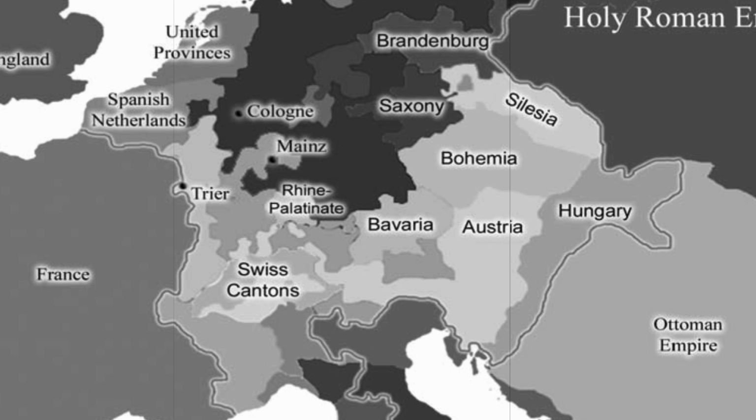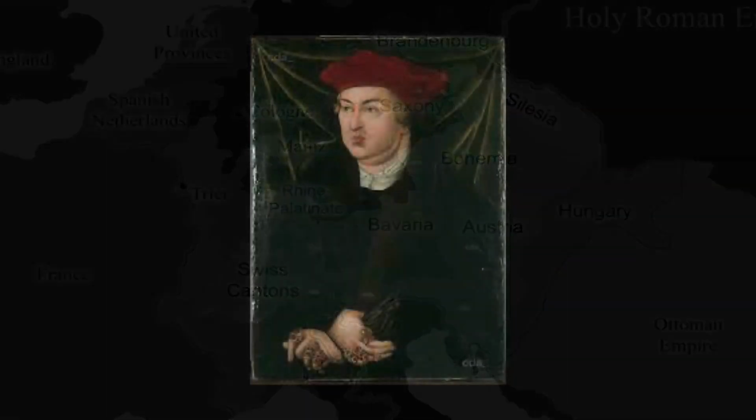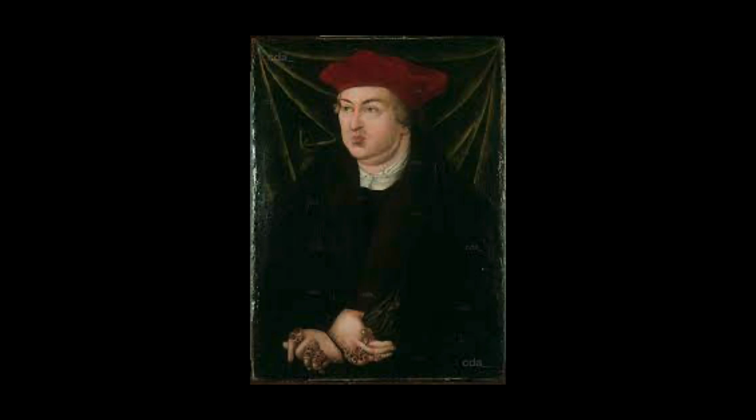Unfortunately for Frederick, there is another prominent family that is vying for the position, and that would be the House of Hohenzollern. House of Hohenzollern, Joachim I, is the elector of Brandenburg. Joachim I's younger brother is Archbishop of Magdeburg. The House of Hohenzollern would like Albrecht, the Archbishop of Magdeburg, to get the Archbishop of Mainz position as well.